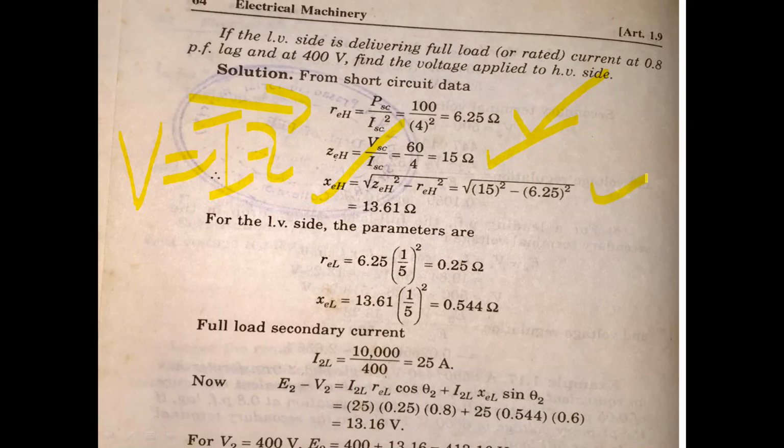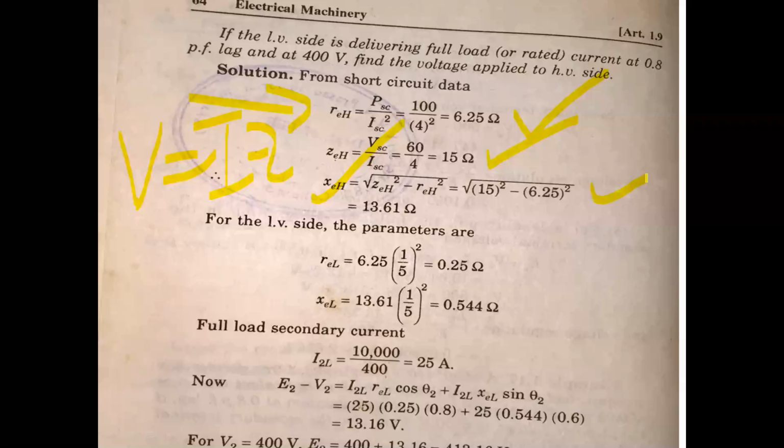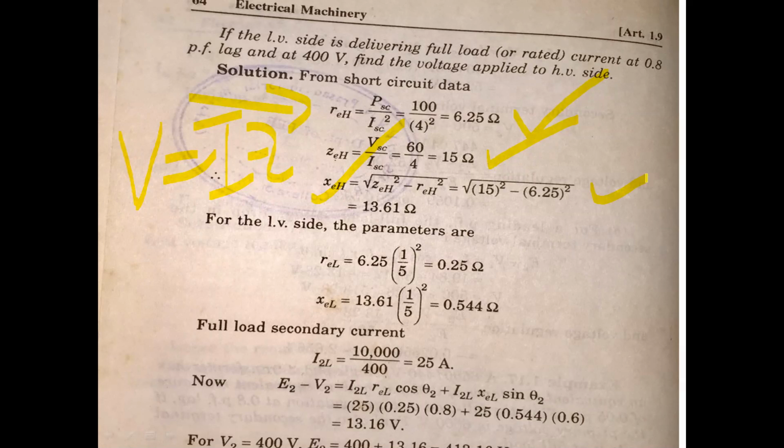These parameters are referred to the HV side, because when the short circuit test is conducted on the HV side, we get these parameters: equivalent resistance, equivalent reactance, and impedance. These three are referred to the HV side. If you want to transfer these parameters to the LV side, first you find which one is the LV side and which one is the HV side.